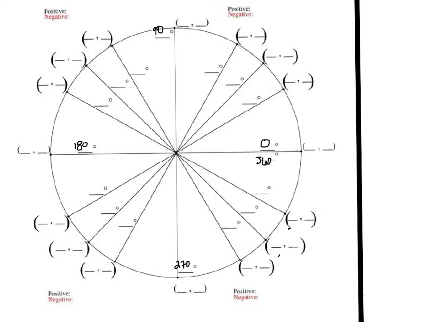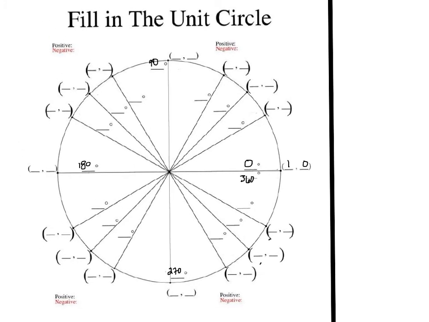We already know that this point is 1, 0. This guy is 0, 1. So we've already worked with these values. This guy is negative 1, 0. And we're already starting to fill some stuff in. And this guy is 0, negative 1.